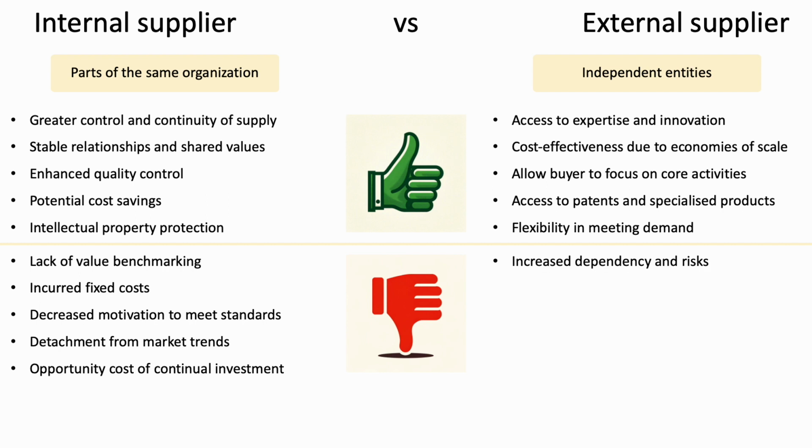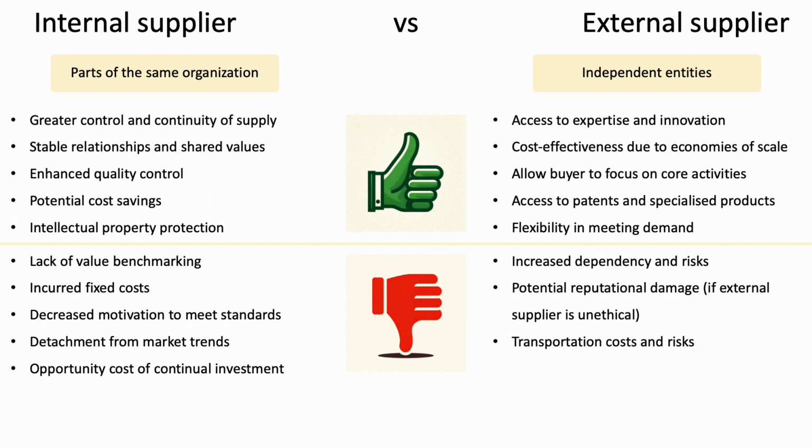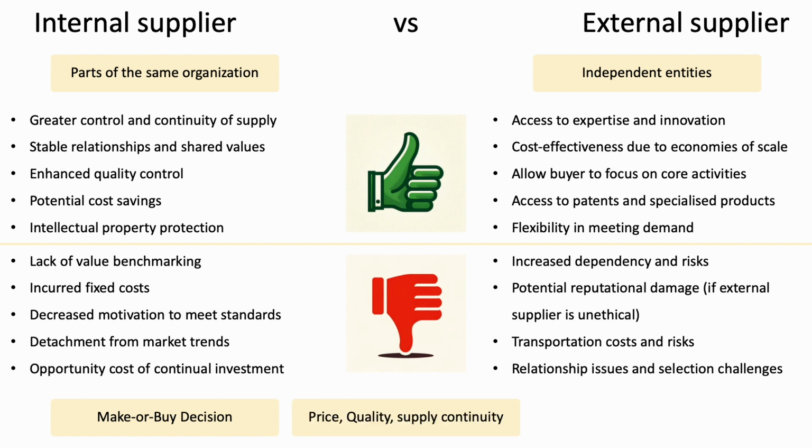Disadvantages include increased dependency risks, potential for reputational damage if the supplier is unethical, transportation costs, and issues related to supplier relationships and selection. Considerations and decision-making. The choice between internal and external suppliers involves the make or buy decision, focusing on in-house production versus outsourcing. Evaluation extends beyond price to include quality, supply continuity, and risk. Internal suppliers require similar evaluations and management as external ones to ensure performance. For external suppliers, risk assessment is crucial to mitigate potential negatives.